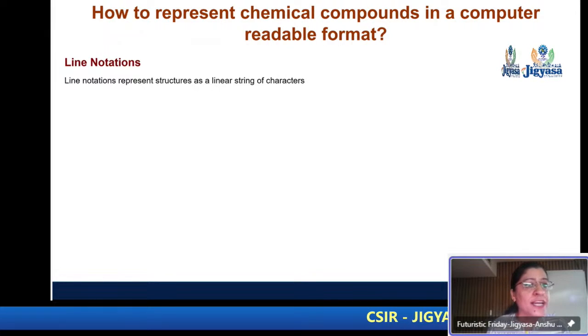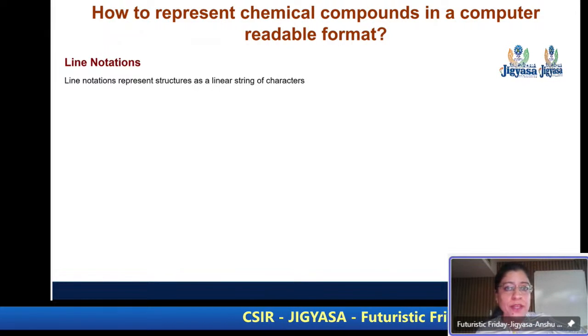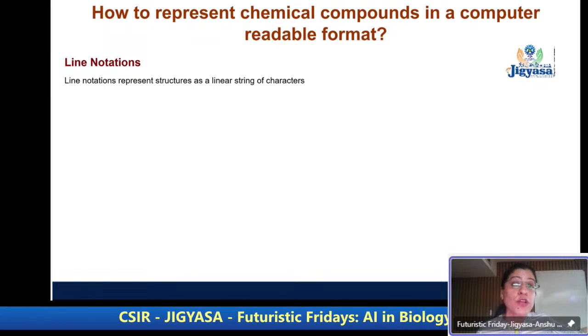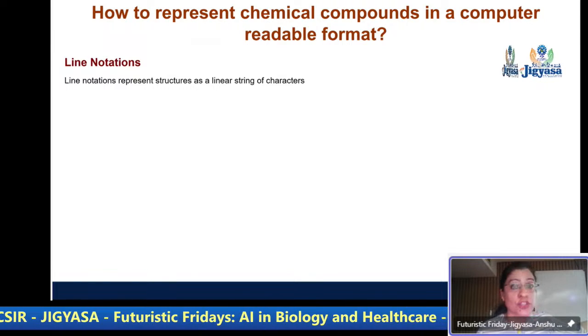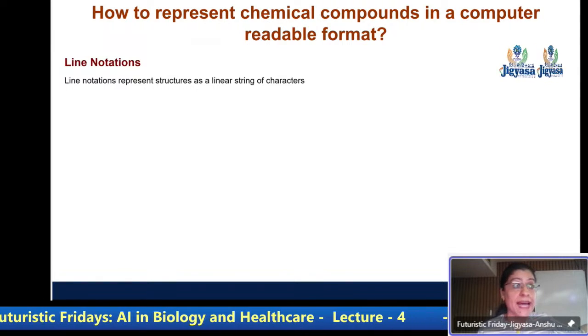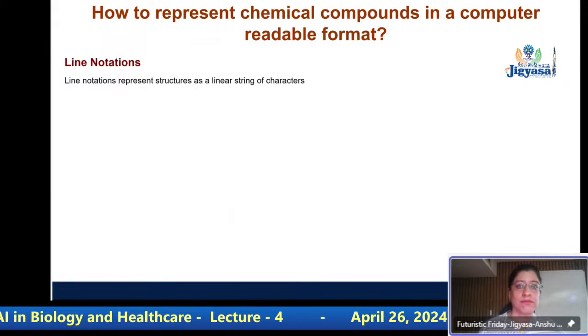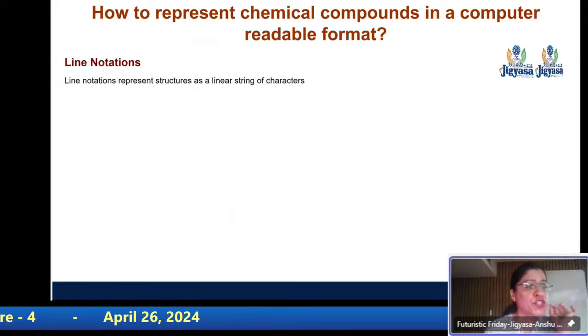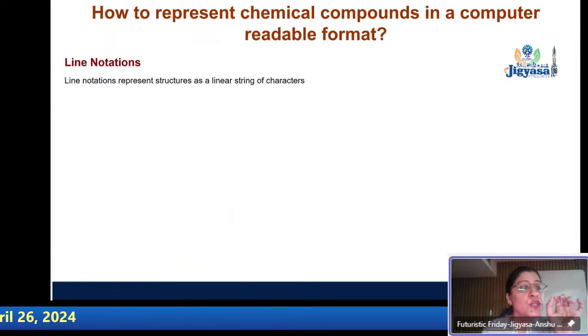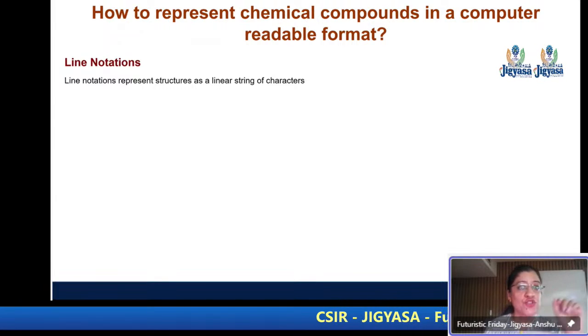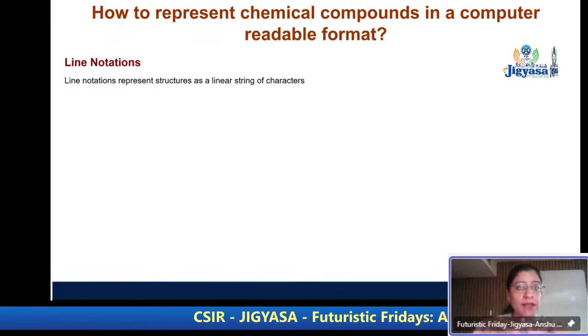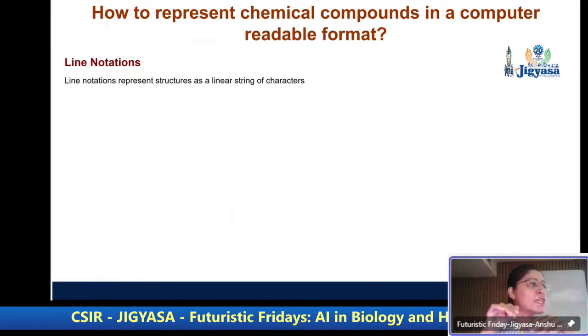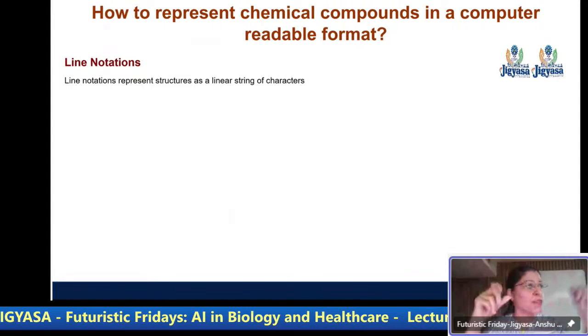So now the challenge is, I showed you chemical structures, right? First task is, how do you make a computer read those structures as numbers? So let's see how we do that. There is a concept of line notations. Line notation means you start representing structures as a linear string of characters. You saw a structure, it was a 2-dimensional thing, right? Structures are not 2D mostly. Structures are mostly 3-dimensional.